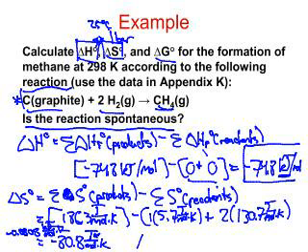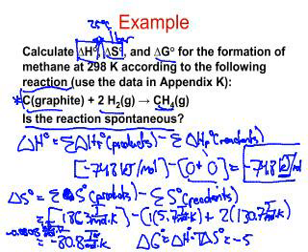Now if we calculate delta G for this process, delta G is equal to delta H minus the temperature times delta S. We just calculated delta S and delta H, so we can plug these in. The temperature is 298 Kelvin, so if we calculate that, we see that delta G is equal to negative 50.7 kilojoules per mole. That is the standard free energy change for that reaction.